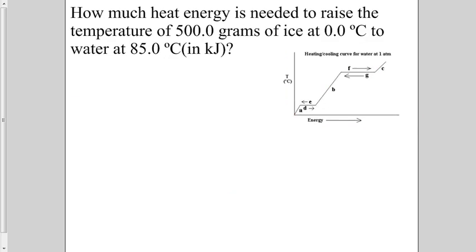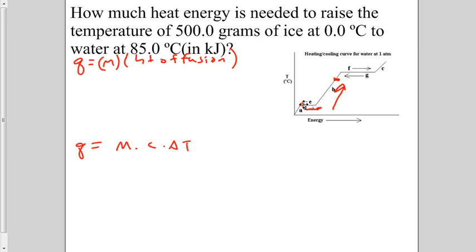Last example, how much heat energy is needed to raise the temperature of 500 grams of ice at 0 degrees? We're starting with ice at 0 degrees, and we want to get to water at 85 degrees. So we have to melt the ice, then raise the temperature up to 85 degrees. And so for the first part, to melt the ice, heat is going to equal the mass times the heat of fusion. And then for the second part, the heat is going to equal the mass times specific heat times change in temperature, since it'll all be in the liquid state and there will be a change in temperature from 0 up to the 85 degrees.